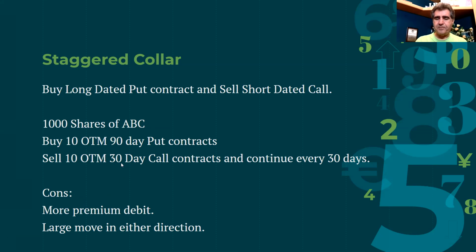So what happens is it's not a zero-cost collar, there's still a lot of debit there. Your goal is that over the next 90 days you're going to make up for it. So every 30 days you're going to collect more and more premium, and this brings your costs down. The other problem is if there's a huge move either way, then you're really on the hook, in a sense. So you basically lose in some ways.